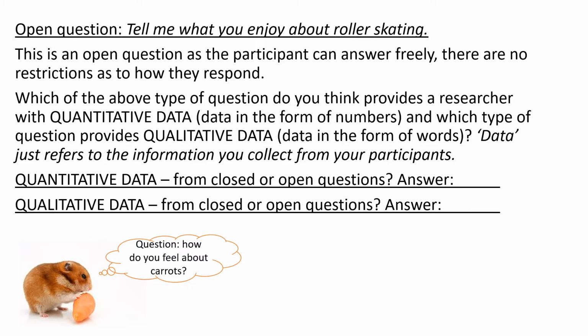Which of the above type of question, closed or open, do you think provides a researcher with quantitative data? So quantitative data is data in the form of numbers. So total numbers, numbers per sample, percentages, fractions, ratios, that you can display in a graph. And which type of question provides qualitative data? Qualitative data is data in the form of words. So free writing of how somebody feels about roller skating, for example, or free expression about how they feel about roller skating. And the word data just refers to the information you collect. Data doesn't mean numerical data. It can be any data you collect, any information you get from your participants.